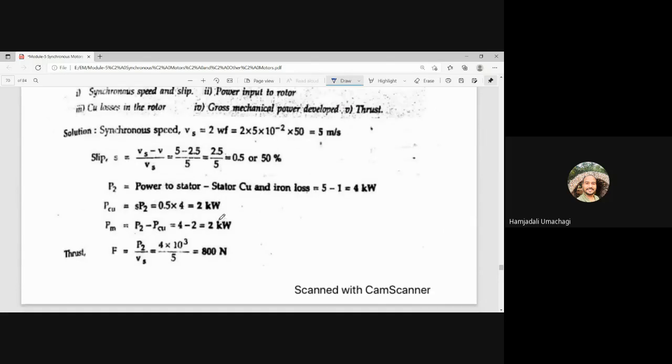So this is all about the different parameters we have calculated. The synchronous speed Vs is 5 meter per second and slip is 0.5. Power input to the rotor, P2, is 4 kilowatt. Copper loss in the rotor is 2 kilowatt. Gross mechanical power, PM, is 2 kilowatt, and finally the force or thrust is equal to 800 newton. So this is the numerical problem based on the linear induction motor.